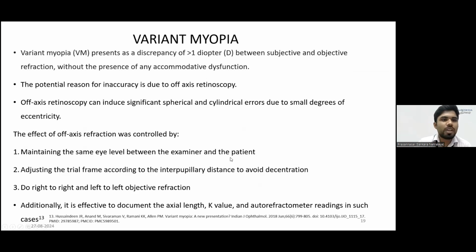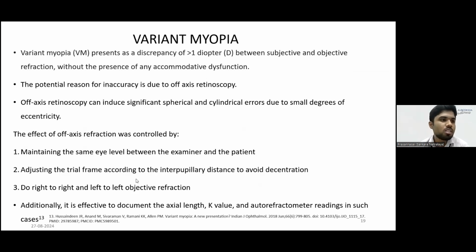So let's go into variant myopia. What is variant myopia? If there is a discrepancy of greater than 1 diopter between the objective and subjective refraction without any presence of accommodative dysfunction, like any kind of spasm, it is called variant myopia.